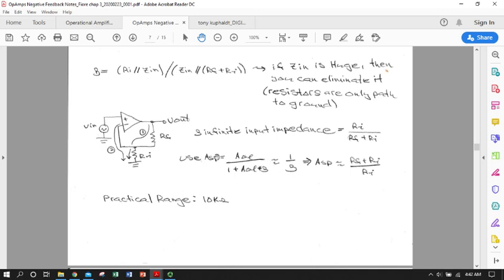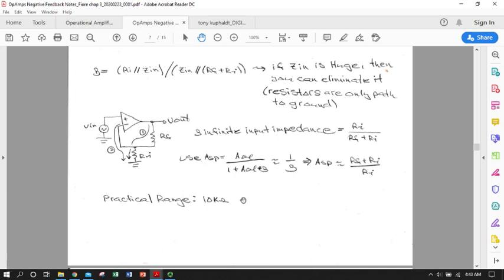So if we want to put that into our closed loop gain expression, we can put it in right there. If we say that this is approximately 1 over beta, we can say that the closed loop gain is the inverse of this. So we flip it over and we can do some simplification. We could say that the closed loop gain in this series parallel negative feedback configuration is Rf over Ri plus 1.